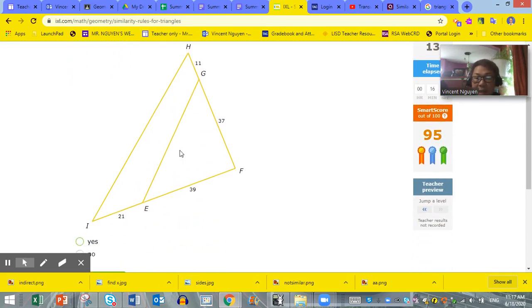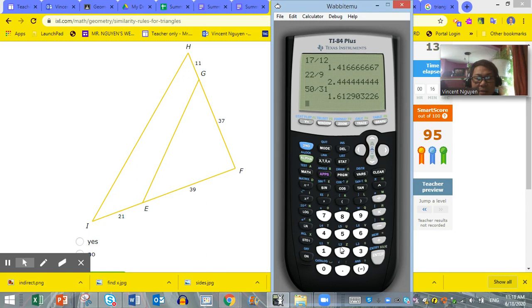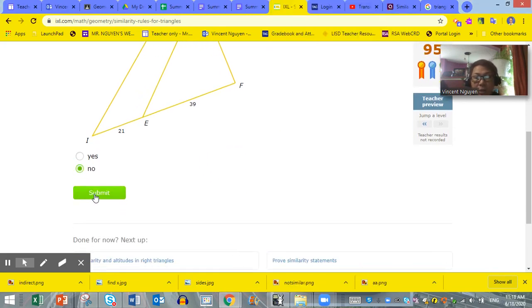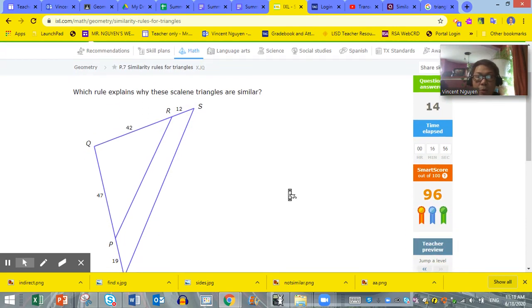Again, these lines don't look parallel either, so they might not be similar, but I'm going to try it anyway. I'm going to do 21 divided by 11. I tend to always take the larger number and divide it by the smaller number. I don't know why. You could do 11 divided by 21 if you want. Then I'm going to do 39 divided by 37. Remember, large divided by small. They are not the same values, so I'm going to say no, they are not similar. Ta-da. Four more problems.